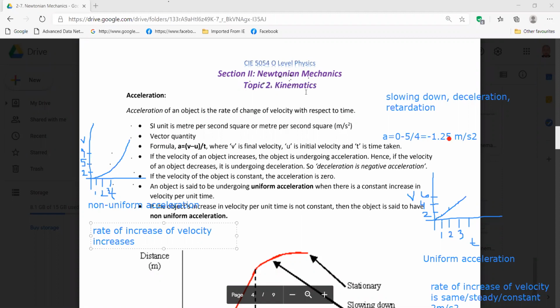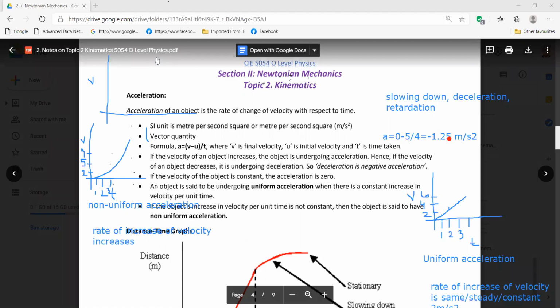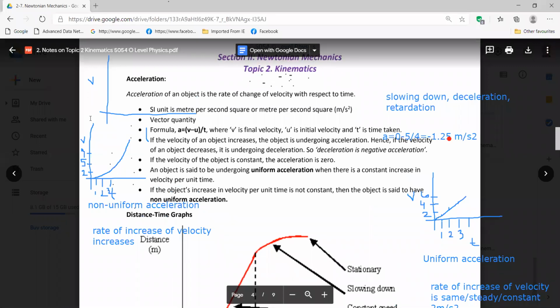Now, it might be of another shape. We can also get another shape. I'm showing you. Here you see, this one is the rate of increase of velocity increases. Rate of increase of velocity, you can see now, right? Yes, sir. Now it's clear.